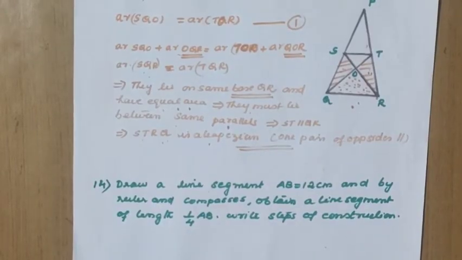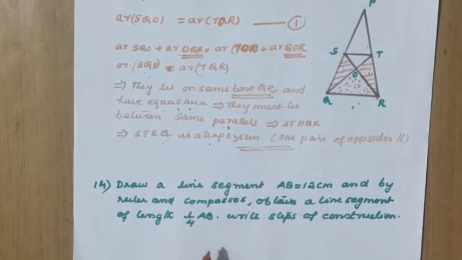Question number 14. Draw a line segment AB equal to 12 centimeter using the ruler and the compass. Obtain a line segment of length 1 by 4th of AB. Write the steps of construction. So we have to use the perpendicular bisector of a line segment property. Then here we have to mark 1 by 4th of AB. Let us see the steps of construction and diagram.